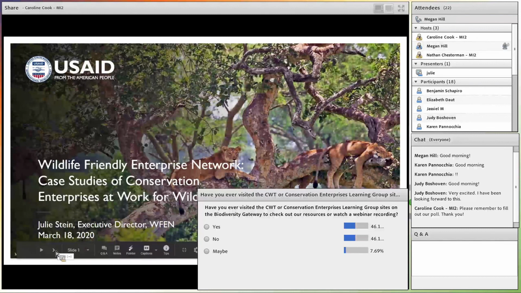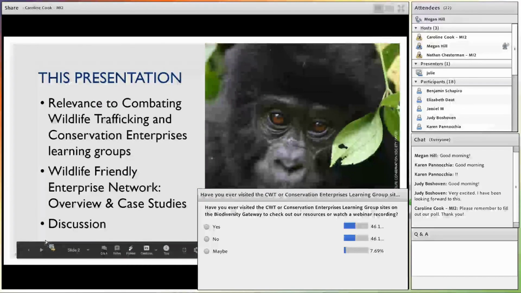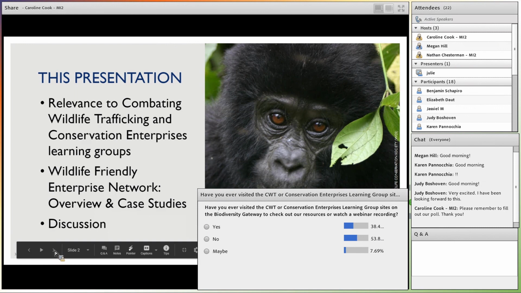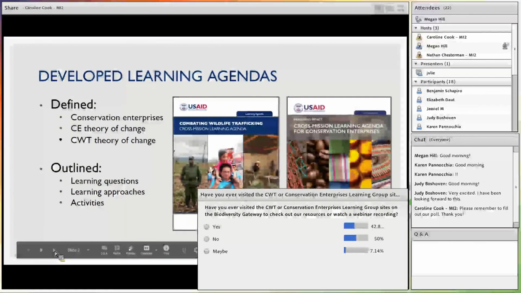You want to go ahead and advance the slides, please. This presentation, like I mentioned earlier, is really the first time that we've had a presenter who talks to us about questions in our learning, both of our learning groups. So today we're going to hear a little bit more about the Wildlife Friendly Enterprise Network and a couple of case studies that, if you go ahead to the next slide, please, you'll see how it answers questions that we identified in both of our learning agendas.